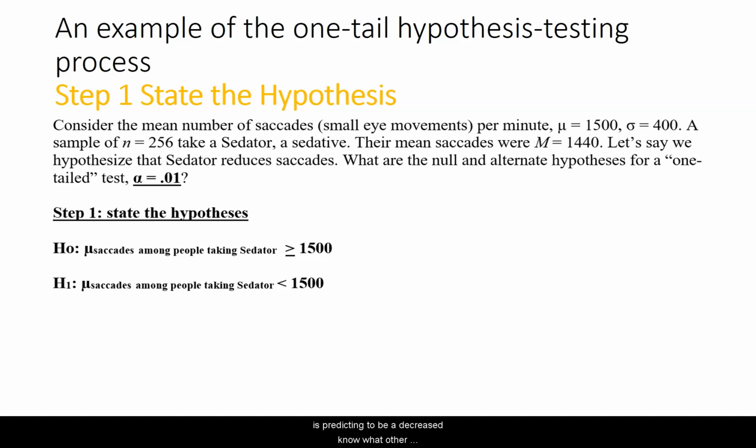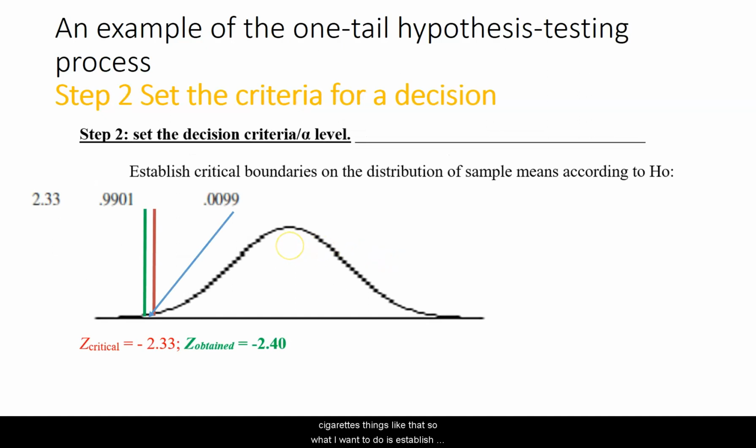Now, what other sorts of experiments would have a decrease? Weight loss, smoking cessation, in which people are smoking fewer cigarettes, things like that. So what I want to do is establish the critical boundaries on the distribution of sample means.